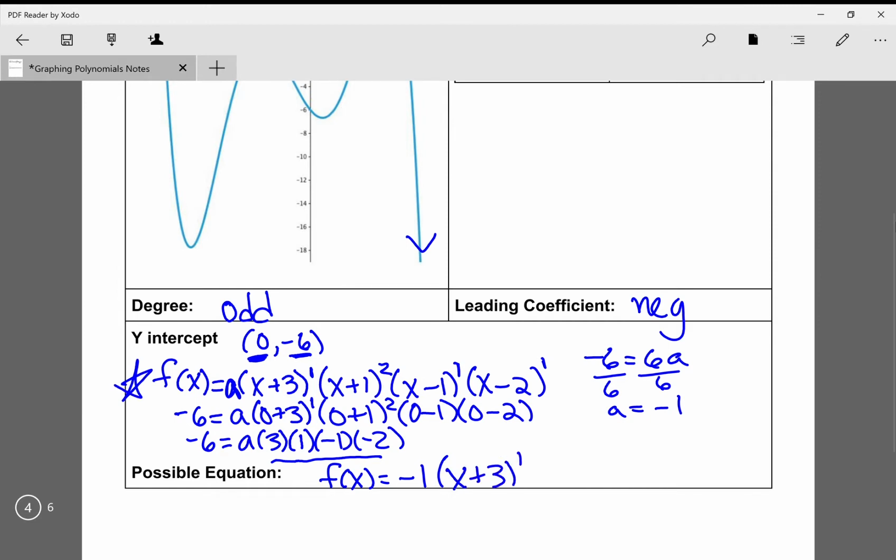Could I just put a negative? Yes. Do I have to put to the first power? No. I'm just trying to show where all of the steps are coming from at this point.